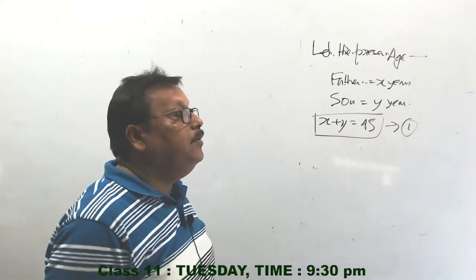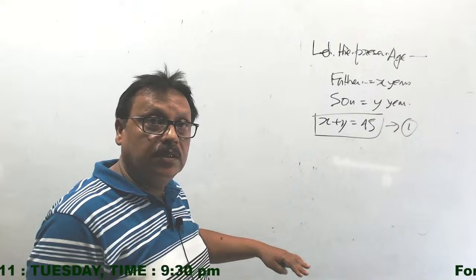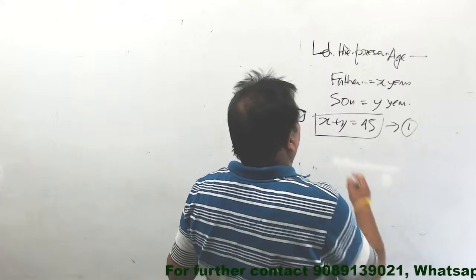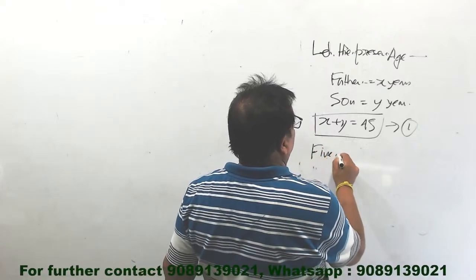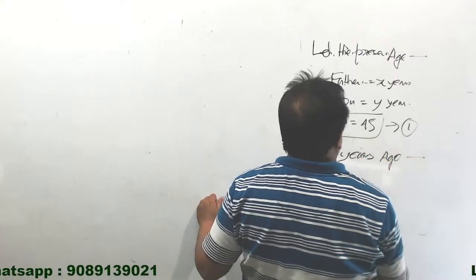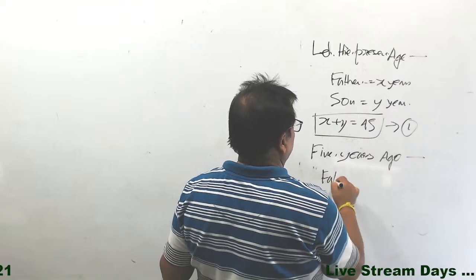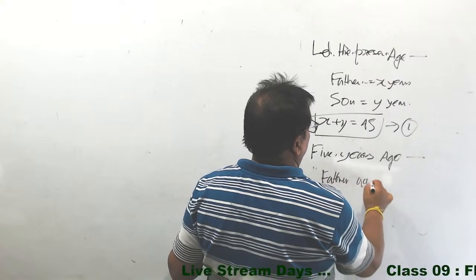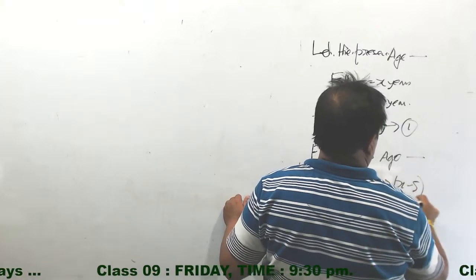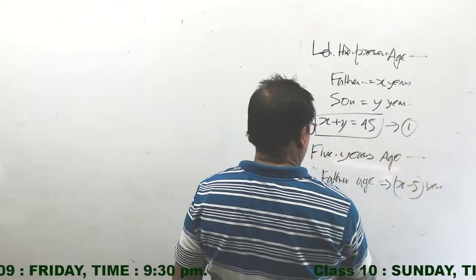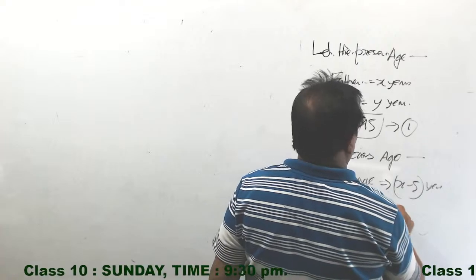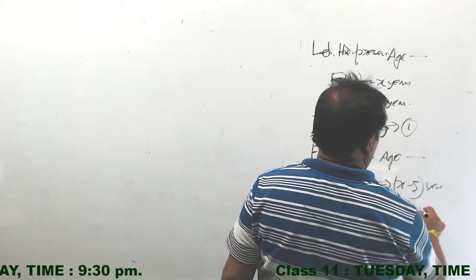5 years ago means before, the past. 5 years ago, the father's age was x minus 5 years, and the son's age was y minus 5 years.